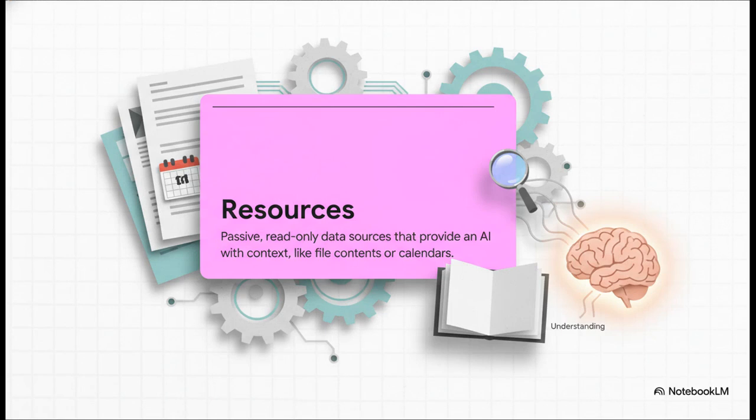Next up, we have resources. So if tools are for acting, you can think of resources as being for understanding. These are passive, read-only sources of information. The AI can access your documents, read from a knowledge base, or check your calendar to get the context it needs to make smart decisions about which tools it should use.